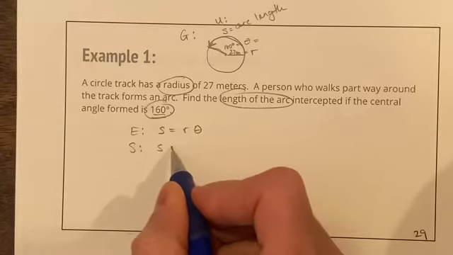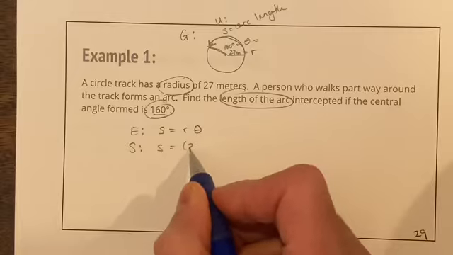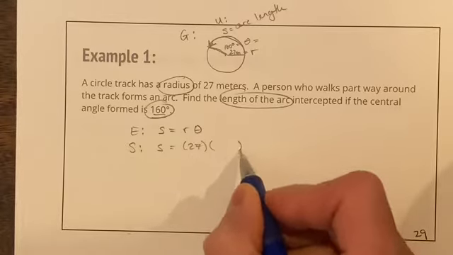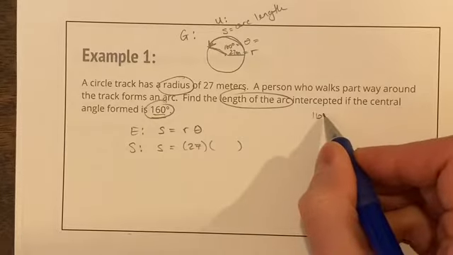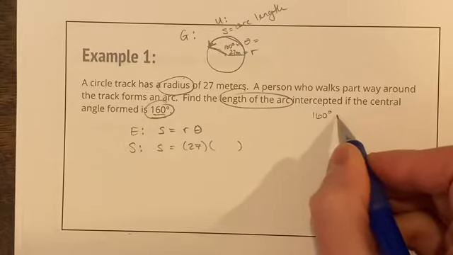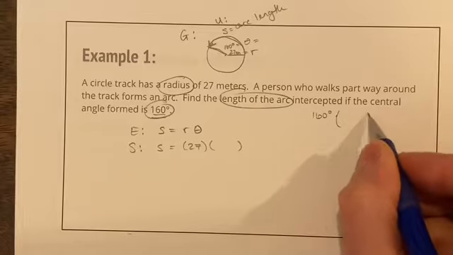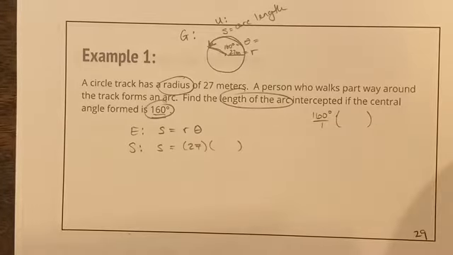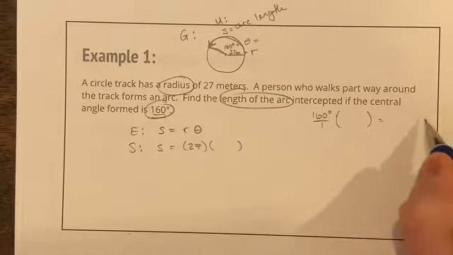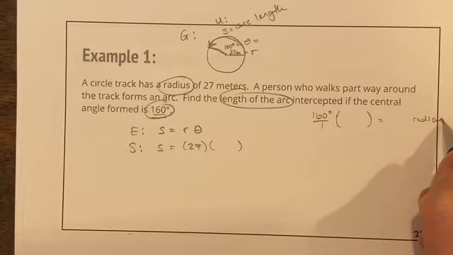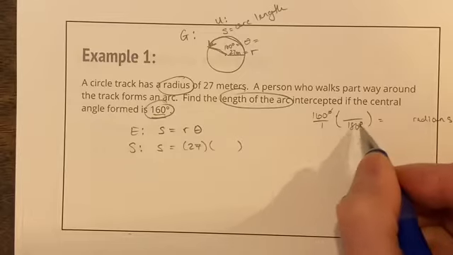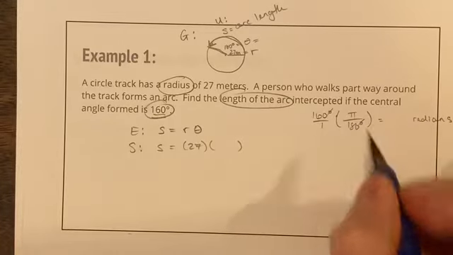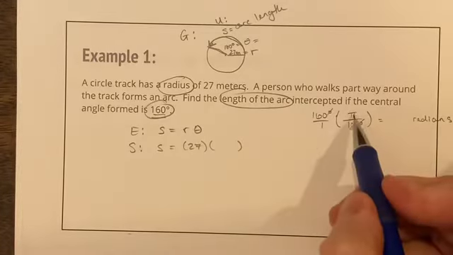And then we'll do some substitution. Our arc length is what we're looking for. Our radius is 27. Our theta has to be in terms of radians, unfortunately. So we have our 160 degrees, and we have to multiply this by, hopefully you remember, since we have 160 over 1, we want this in radians. So we want the 180 degrees on the bottom so that the degrees cancel out, and we'll be left with our answer in terms of pi.